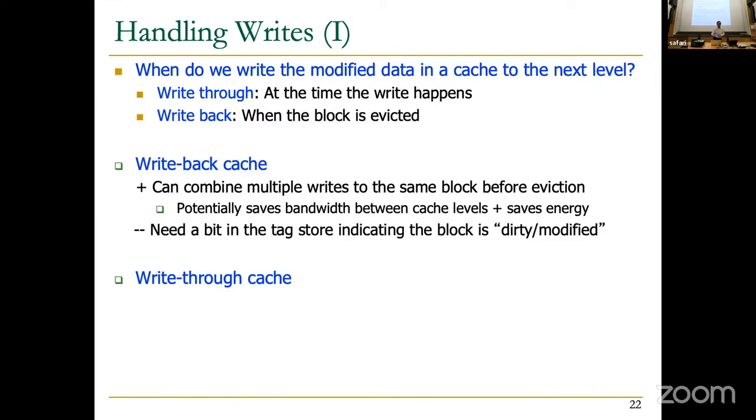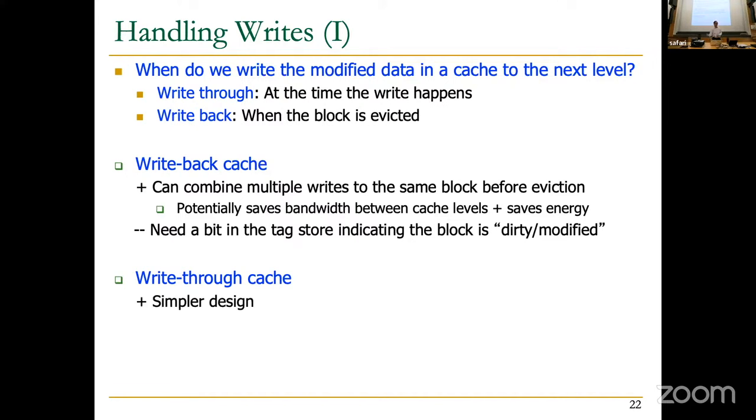So of course, the downside of the write-back cache is additional complexity, right? You need to have this extra bit in the tag store indicating that the block is modified or dirty. These are two terms that are actually used in caches. And we will see it in virtual memory also in the next lectures. So this is the trade-off.